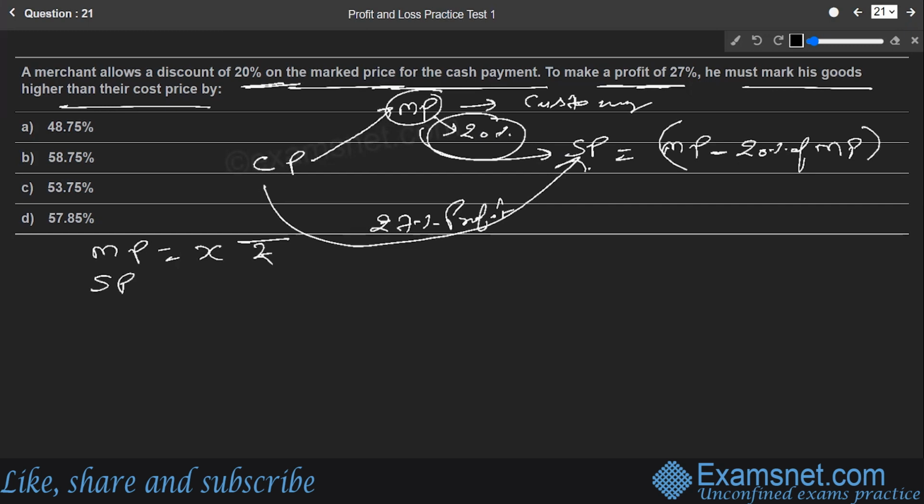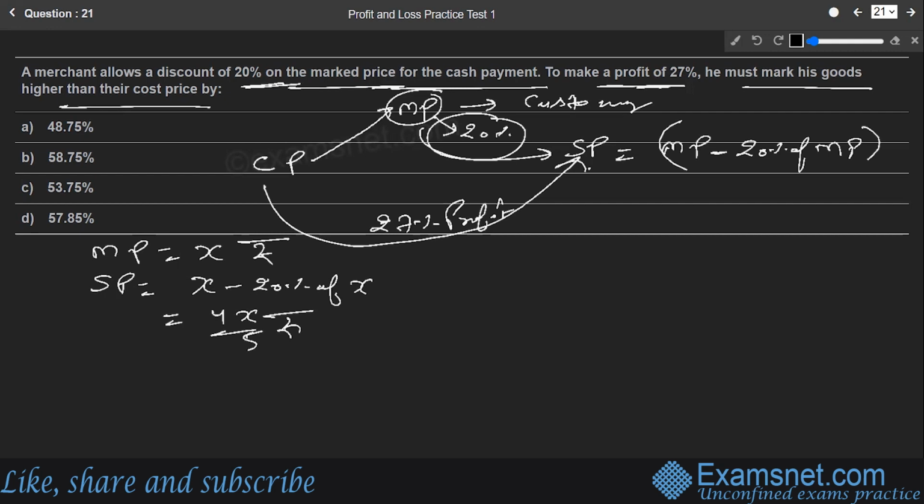Now what should be the selling price? See, they have to offer a 20% discount on the mark price, so the selling price should be 20% lesser. That is X minus 20% of X. That should be the ultimate selling price, which is nothing but X minus X by 5. That is nothing but 4X by 5 rupees. So this should be the ultimate selling price.